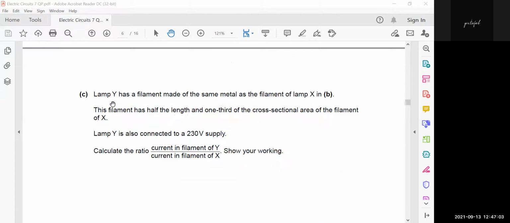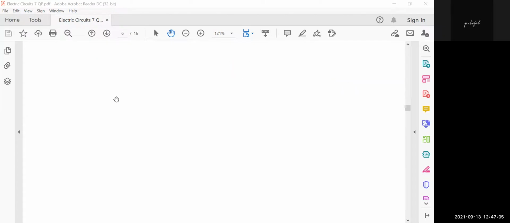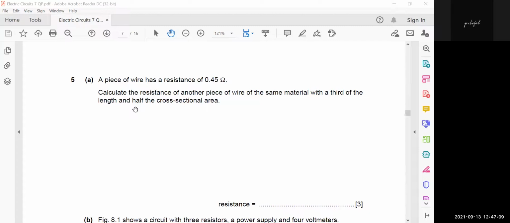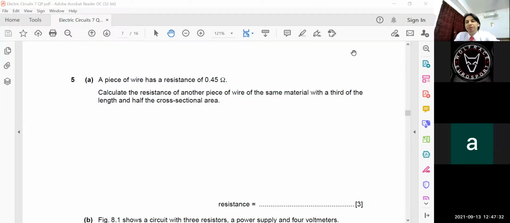Now, next question. Question number 5. A piece of wire has resistance 0.45. Calculate the resistance of another piece of wire of the same material with 1/3 of the length and half the cross section. Now, please, children, do this question by yourself, as this question is also based upon the same equation which we have used in question number 4. So take your time, do it, please.